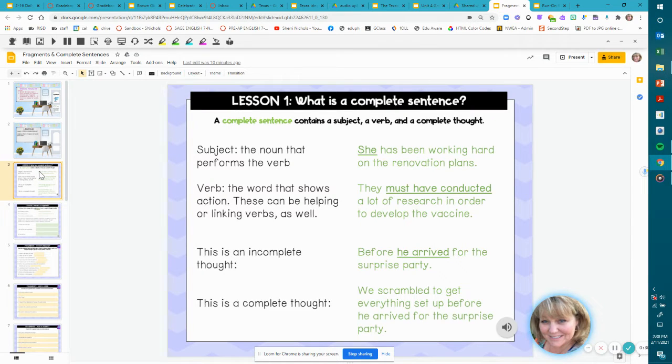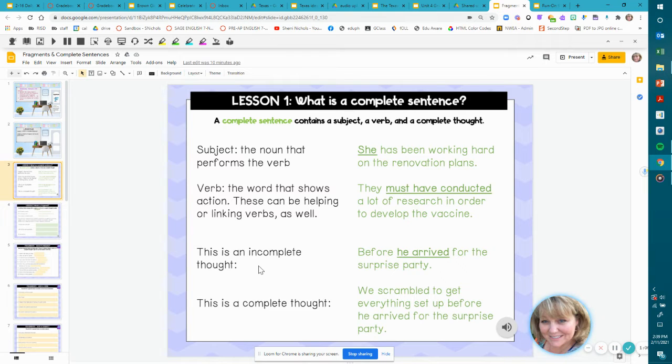So when we're looking at lesson 1, what is a complete sentence? A complete sentence contains a subject, a verb, and it is a complete thought. It has a subject, which is the noun that performs the verb. She has been working hard on the renovation plans. She would be our subject. Verb, the words that show action. These can be helping or linking verbs as well. They must have conducted a lot of research in order to develop the vaccine. So must have conducted would be our verb phrase.